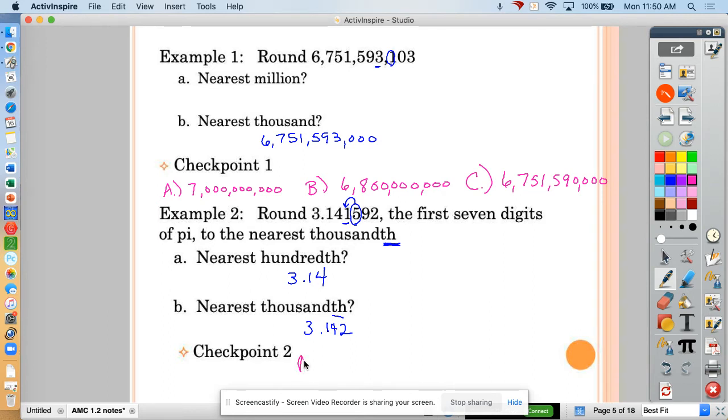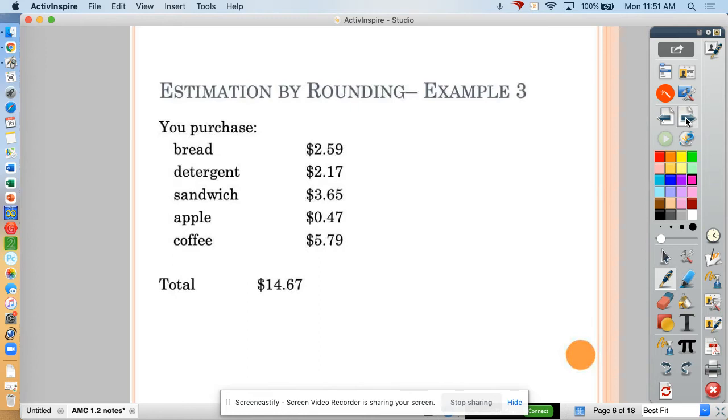And then checkpoint 2, in A, it asks you to round to the nearest tenth. It used pi again, so 3.1. And question B is the nearest 10,000th, so that's 3.1416. So those are rounding to the correct place value.